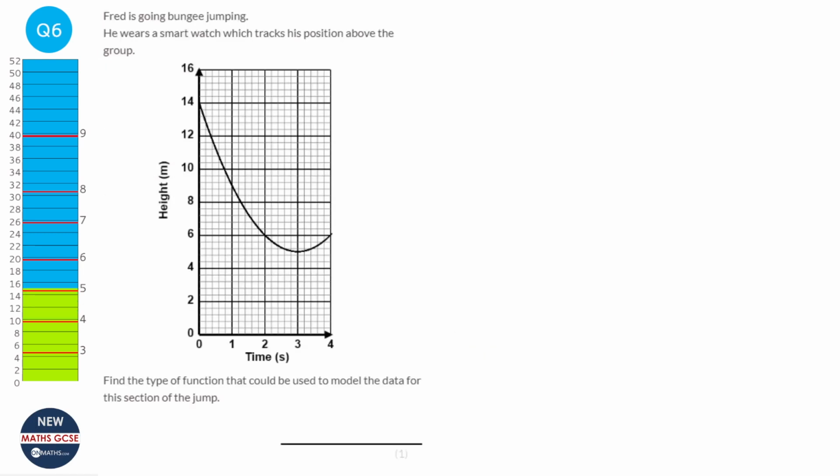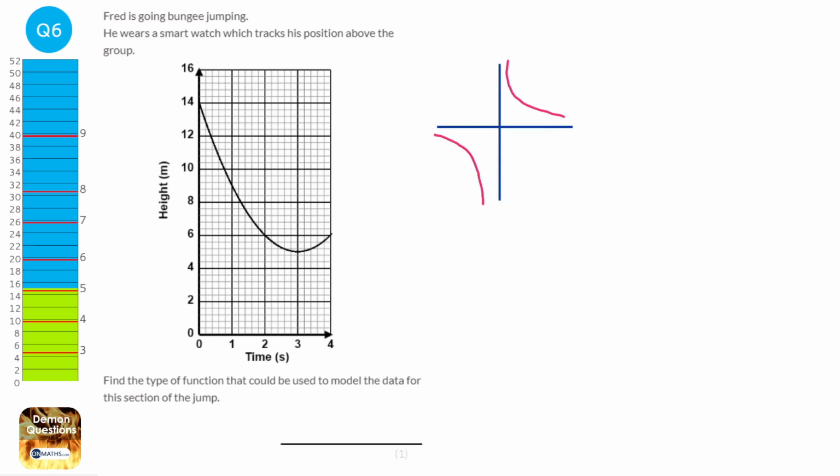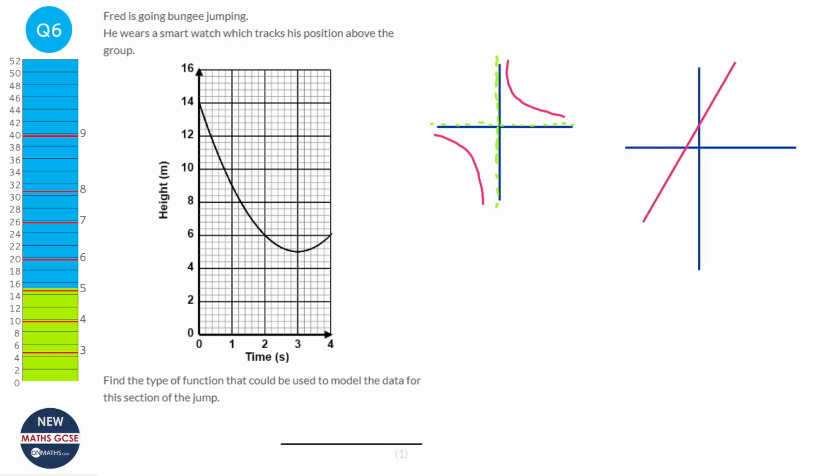So for this question, we need to understand the different types of graphs from different functions. If we have a reciprocal graph, it looks something like this and like this. It could be the other way around, and it could be distorted, but it basically goes to infinity along a line here, and it goes to infinity along a line over here. And obviously those positions could change. Then we've got a linear graph. A linear graph is just any straight line, either up or down.